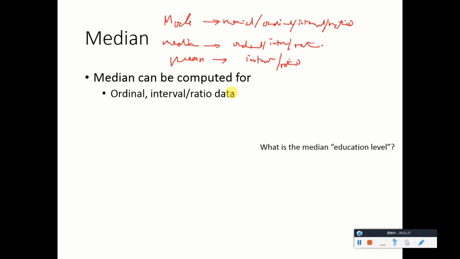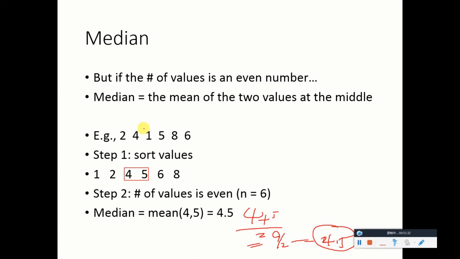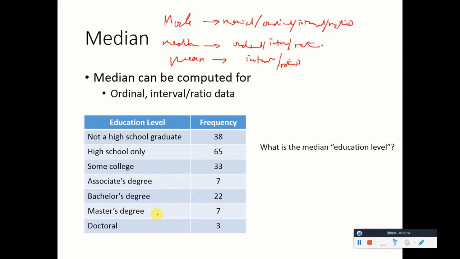Okay, so we just saw in the previous slide how we can find the median for interval, continuous variables, right? Numbers as values. But now, how do we find the median for ordinal variables? So education level is obviously an ordinal variable.